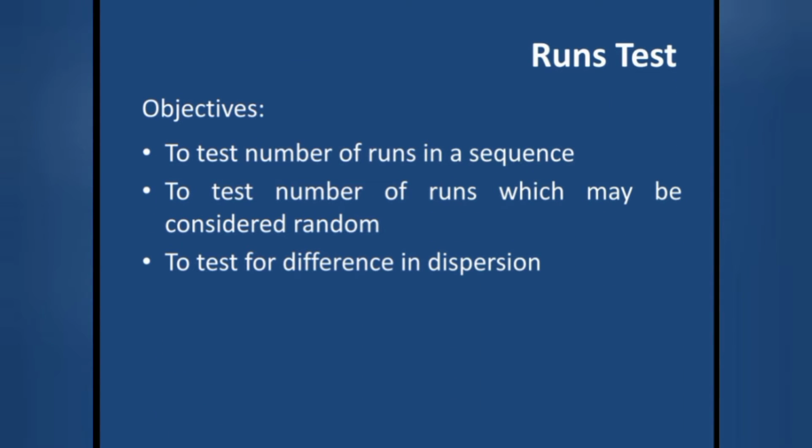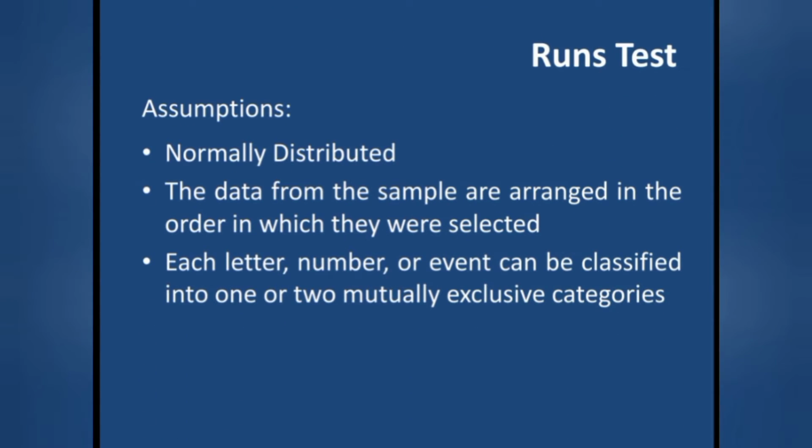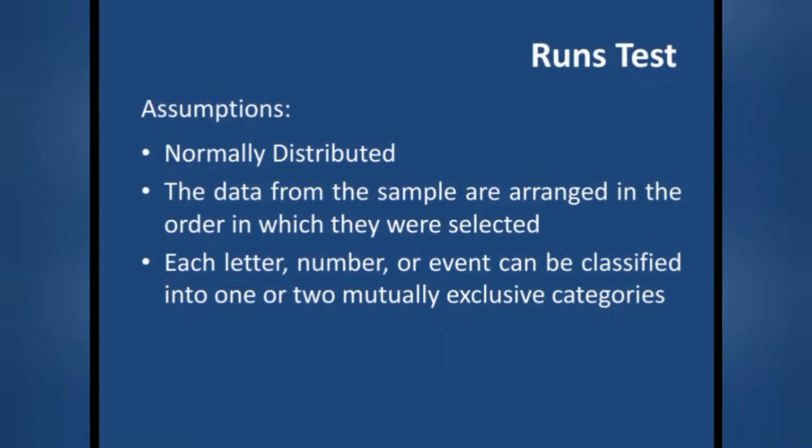The objectives of this test are to test the number of runs in a sequence, to test the number of runs which may be considered random, and to test for difference in dispersion. Assumptions of this test: normally distributed. The data from the sample are arranged in the order in which they were selected. Each letter, number, or event can be classified into one of two mutually exclusive categories.